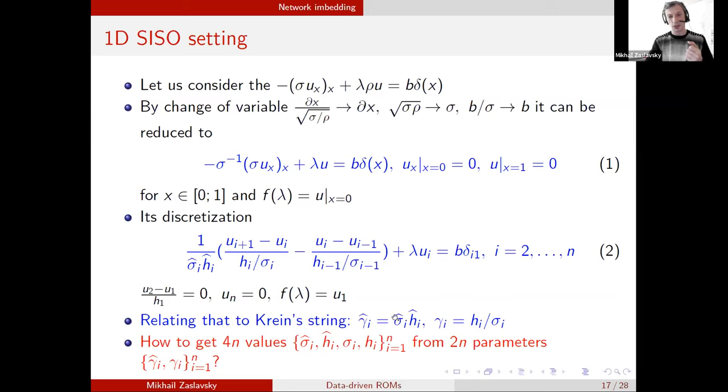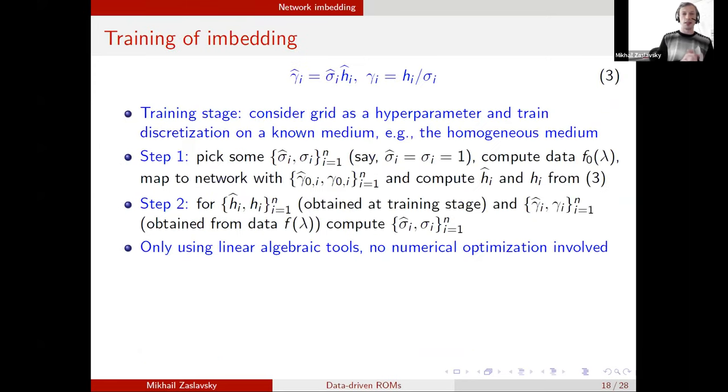But we actually want to obtain four n parameters, which are the grid steps h I and h I hat, and the parameters sigma I and sigma I hat. Correct? How do we get four n parameters out of the two n parameters gamma I hat and gamma I that we obtain from the data? That's the question. It can be done by training of our embedding.